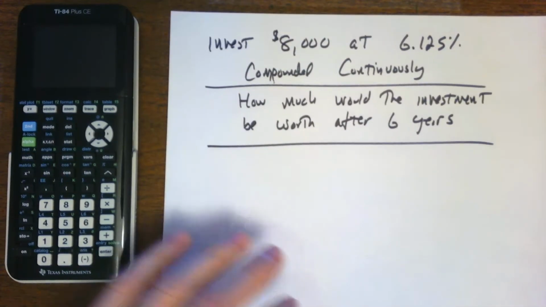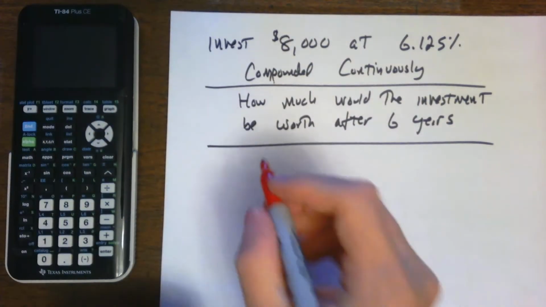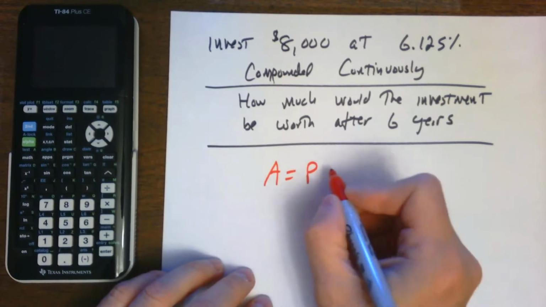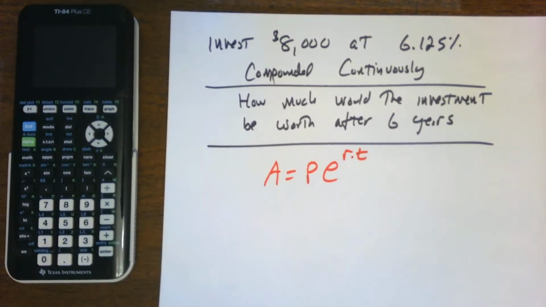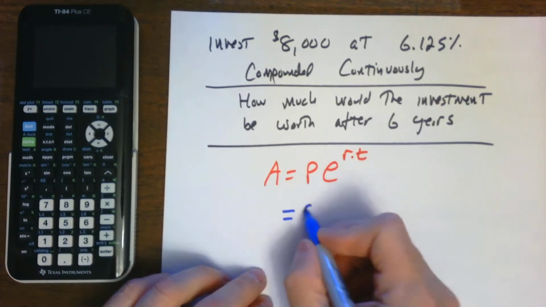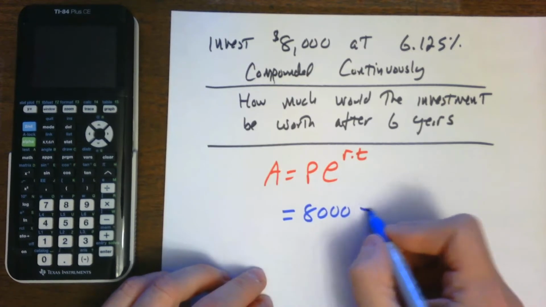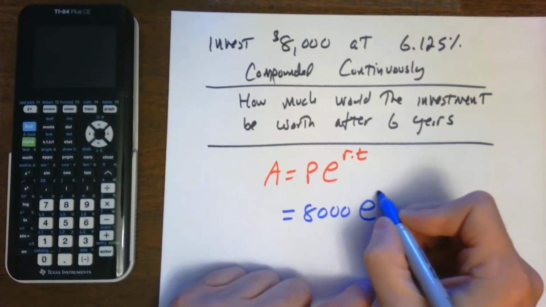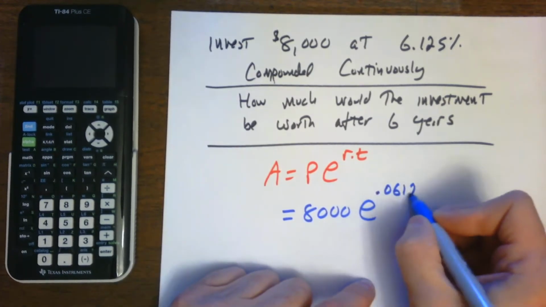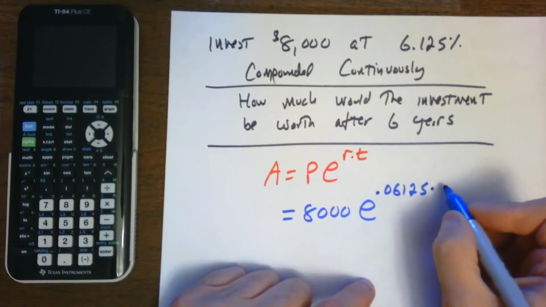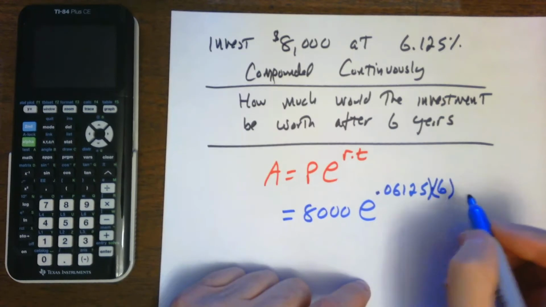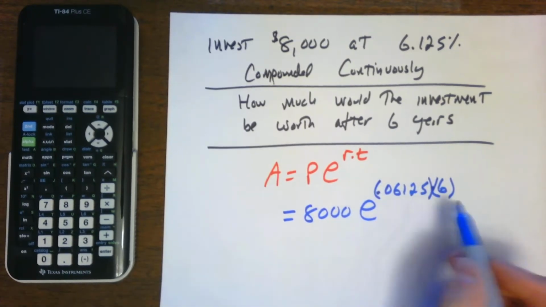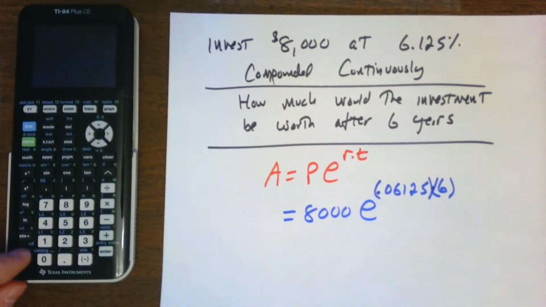All right, so we've got our compounded continuously. The amount it's going to be worth is principal times e to the rt. Again, always write the formulas down, ladies and gentlemen, and then substitute the numbers in. The principal is $8,000, e, the rate as a decimal, 0.06125 times 6 years. You know, that's a little confusing. I'm going to put them in parentheses here, and I would want to put this whole thing in the parentheses. We're about to see that on the calculator.